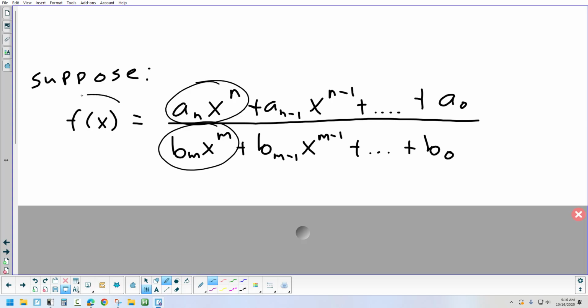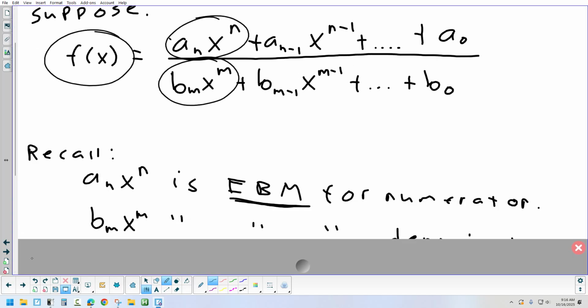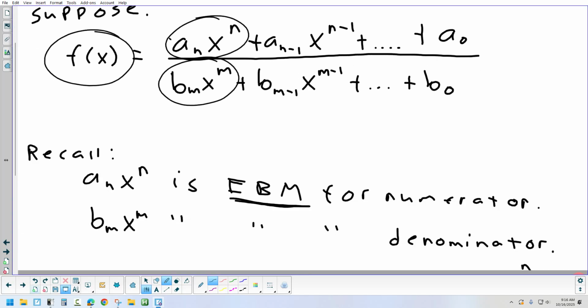Now, I want to find the EBM of the entire thing. So what do you think I'm going to do with these two EBMs to get the EBM of the entire fraction? Yeah, we're going to divide them. So finding the EBM of a rational function just means find the EBM of the top, find the EBM of the bottom, and then divide the two. And that'll give you the EBM for the entire thing.